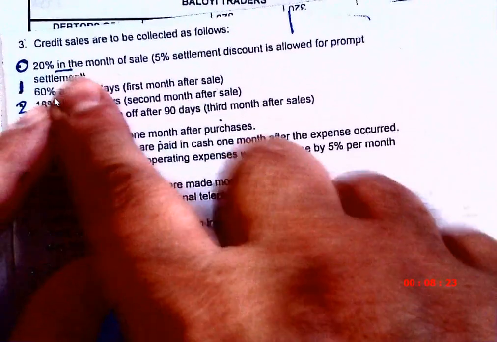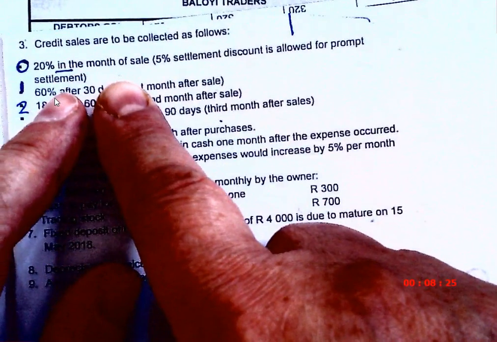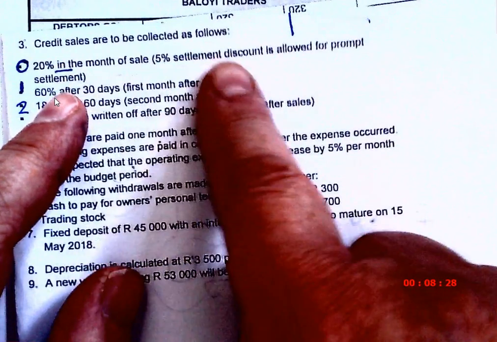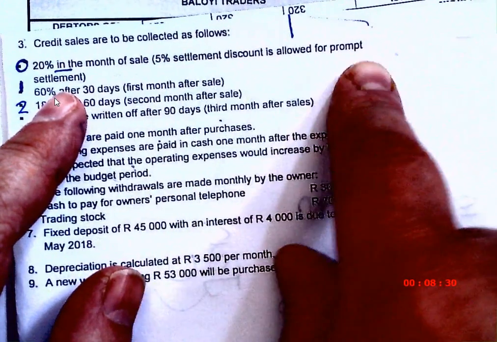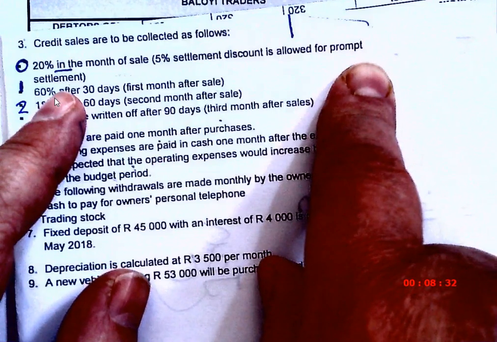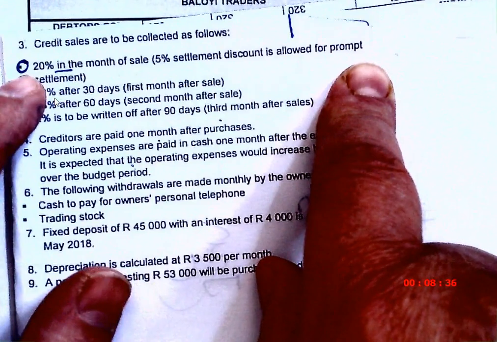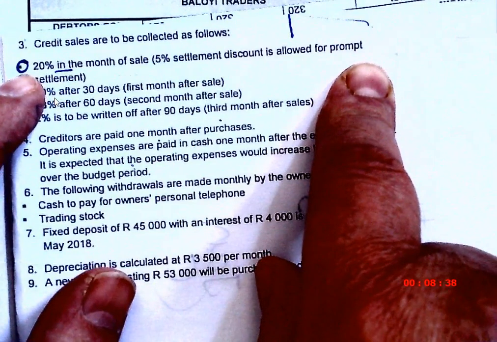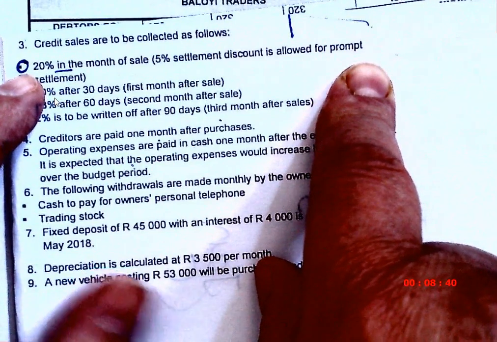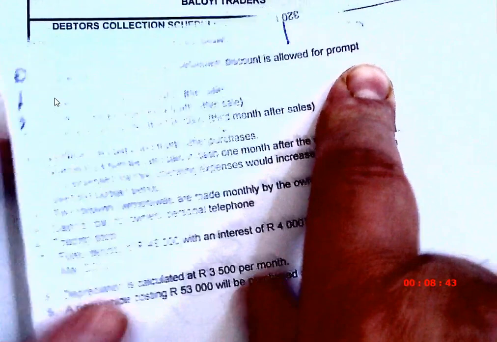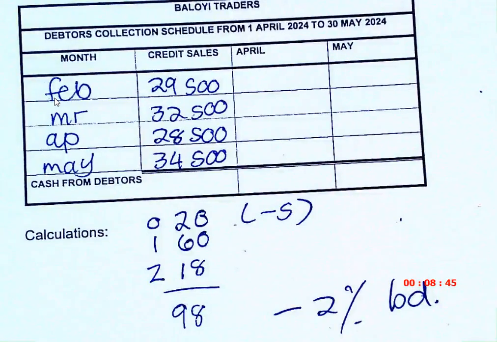So if you look at this, they say in the month of sales we get 20%. And 5% settlement discount is allowed for prompt settlements. Meaning, if you pay within the same month, you get a 5% discount. So is that cash? So it means the person who pays me is not paying me 100%, he's only paying me 95%. Does that make sense?